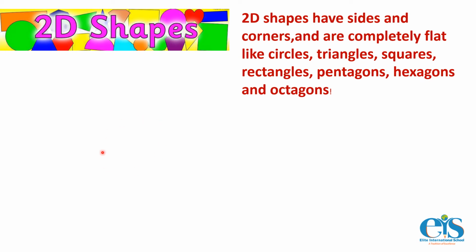Let's first recall what we have learned in our previous years. What is a two-dimensional shape? A two-dimensional shape has sides, corners and is completely flat, like circles, triangles, squares, rectangles, pentagon, hexagon and octagon.